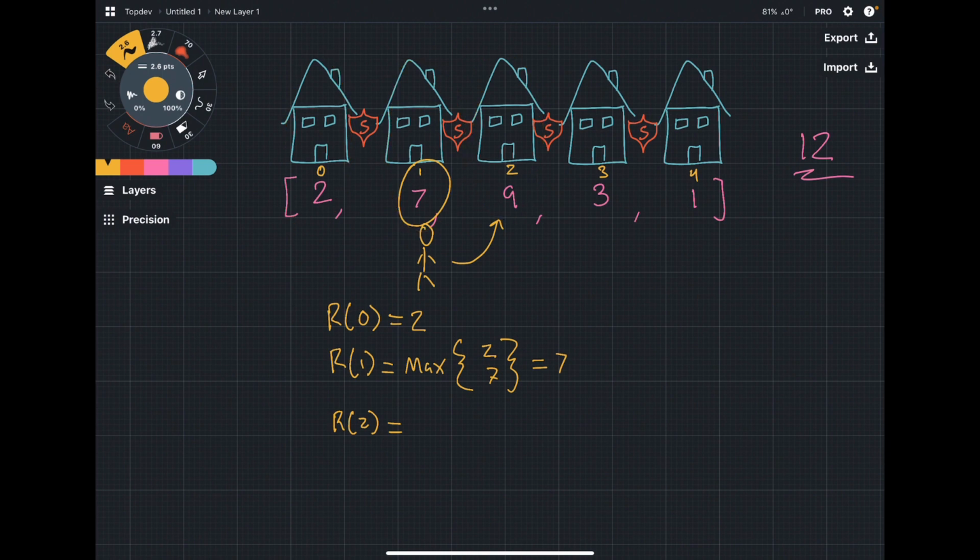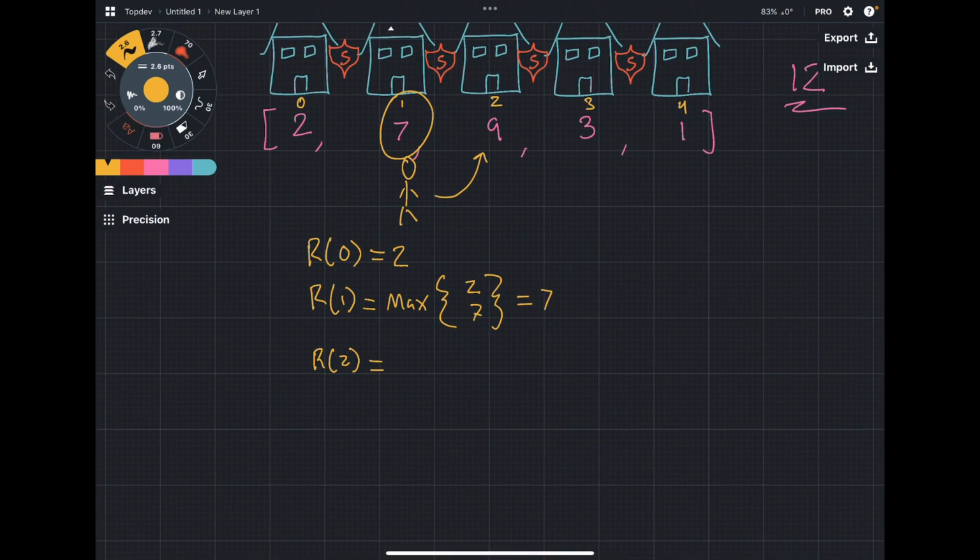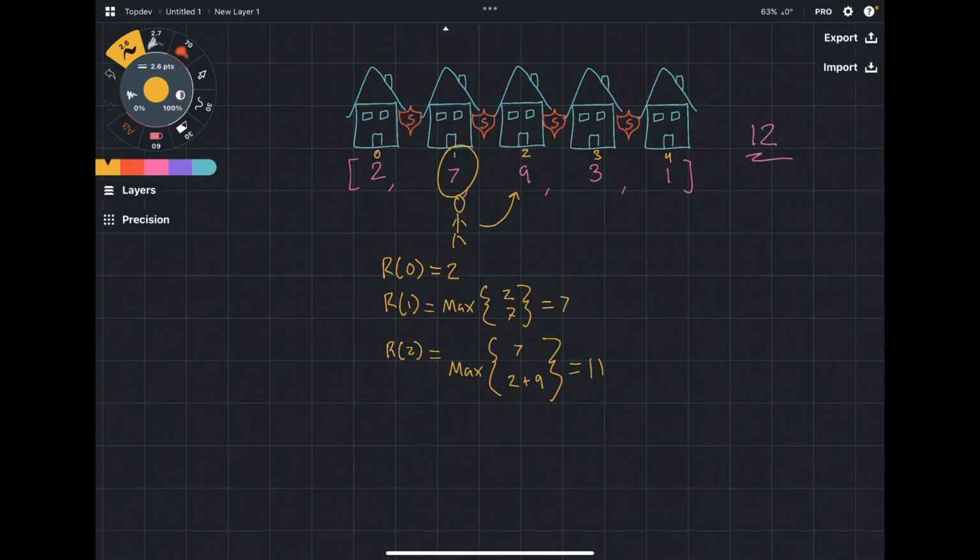And so my answer is really going to be the maximum amount of profit or loot or bounty that I can get for my efforts here. So it's either going to be the middle house, house number 1 with $7 in it, or house 0 and 2 with $2 and $9 in it. So I'm either going to do a robbery for house number 1 with $7, or 2 plus 9, which is going to give me an $11 potential profit, which is pretty awesome so far.